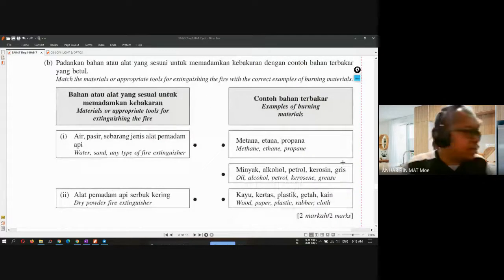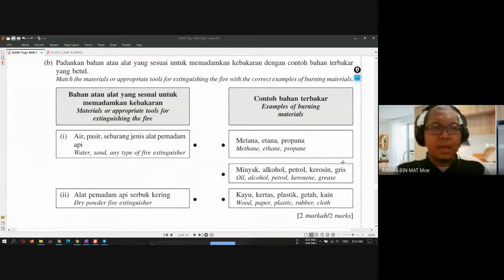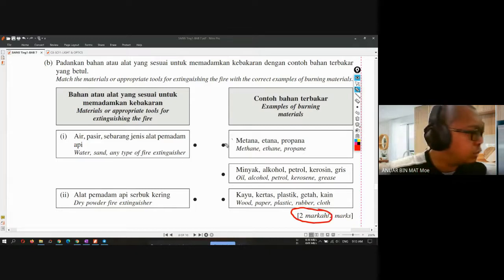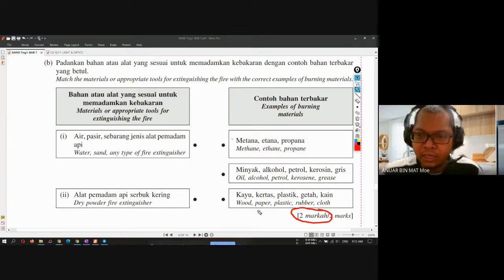Okay, question number 1B, match the material or appropriate tool for extinguishing the fire with the correct example of burning material. So we have two marks for this question, and you need to draw two lines only, not three lines.